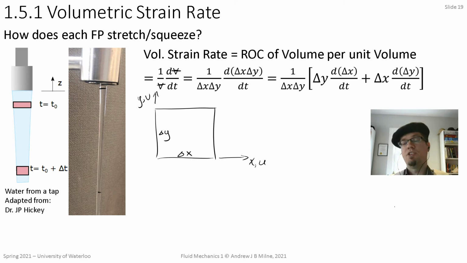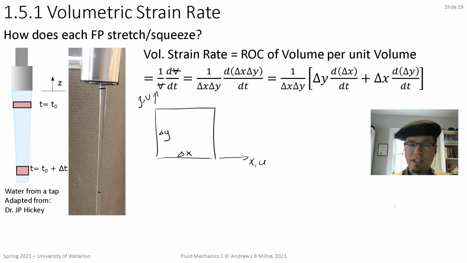The denominator, 1 over delta x delta y, stays the same. We've just done the product rule and pulled out delta y d(delta x)/dt plus delta x d(delta y)/dt. And that's okay, that's just basic calculus. But now, how do we express that d(delta x)/dt? How do we talk about the time rate of change of the x dimension of this square, or of the y dimension of this square, with respect to time?